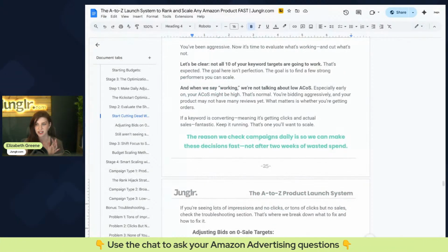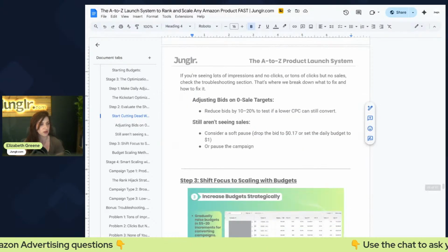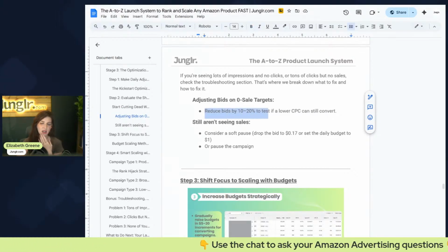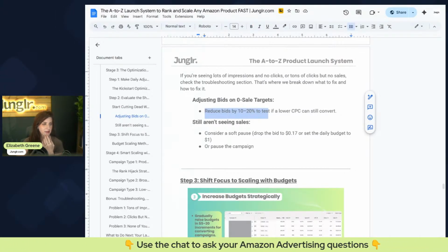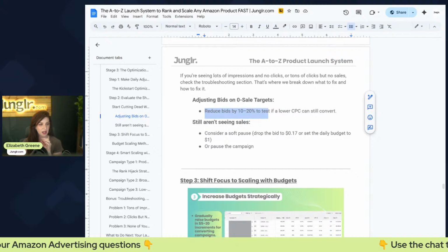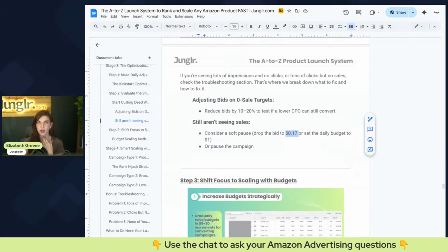It sounds like in your question, you're saying they're super relevant. Sometimes relevancy doesn't actually convert. So what you can do is start reducing the bids by 10 to 20% to see if a lower CPC will have you convert. But oftentimes we'll pause them, or do what we call a soft pause, which is setting the bids to 17 cents. So they're still technically active, but we're not going to be aggressively going after them because we've gotten enough clicks to determine.